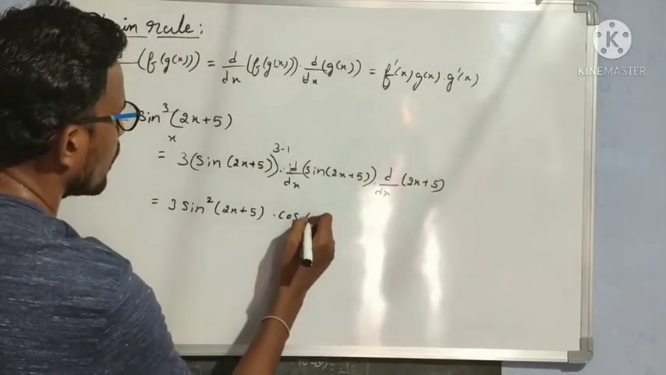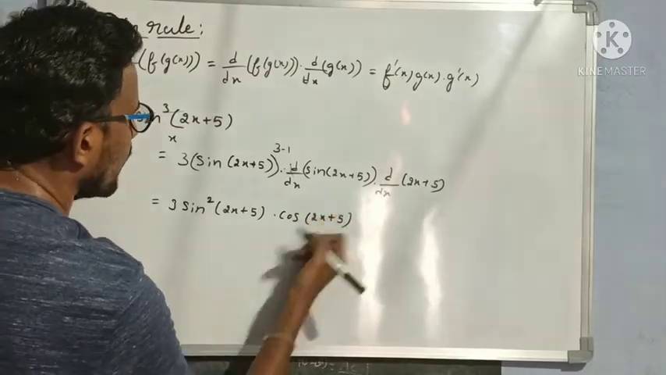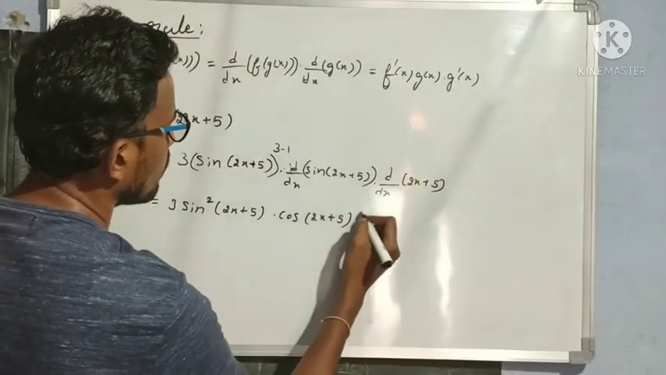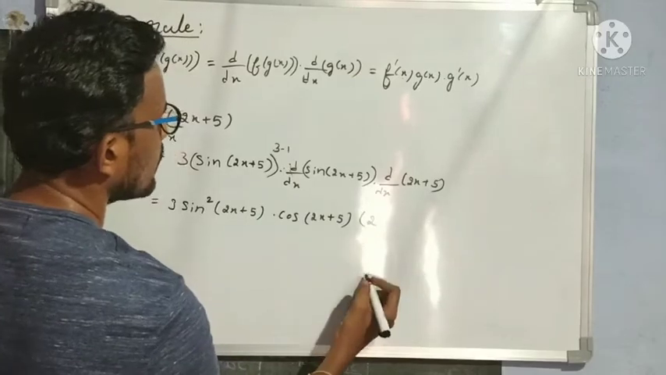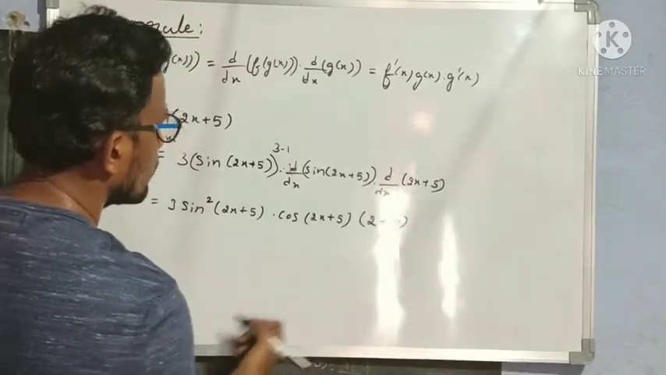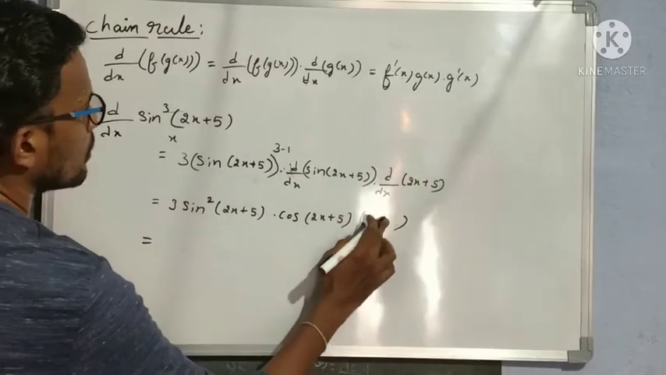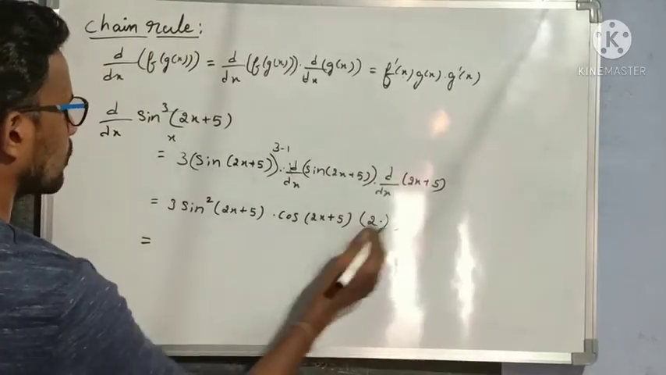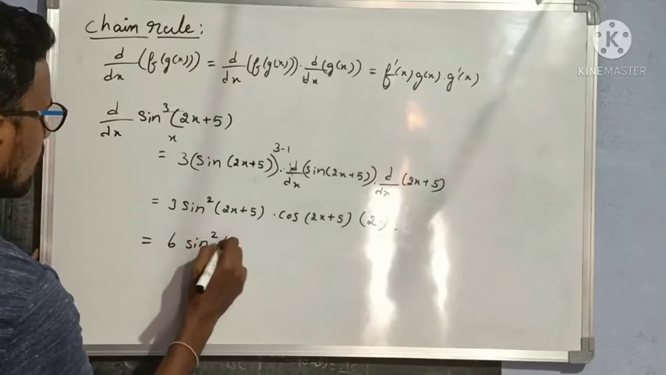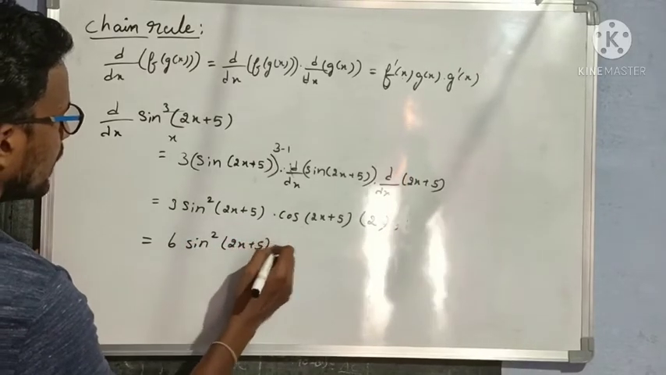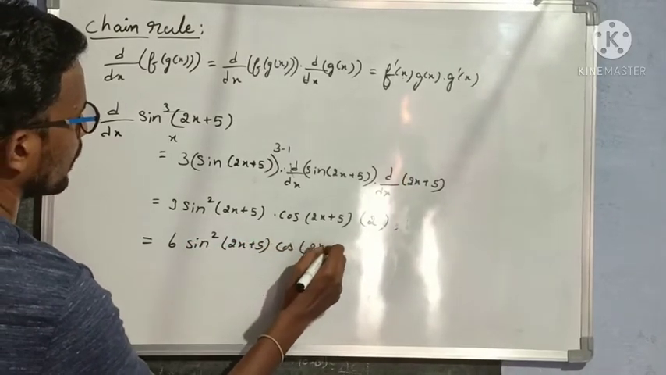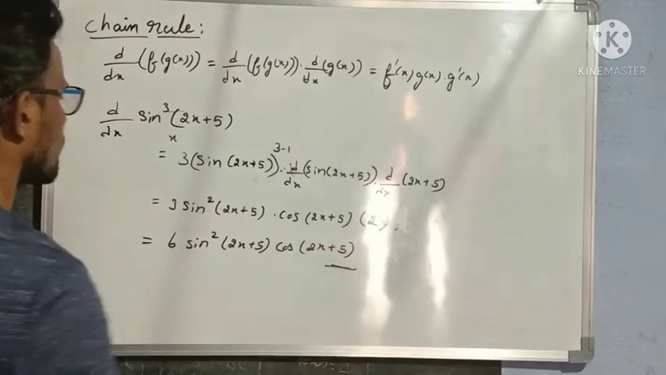So cos of 2x plus 5 into again d by dx of 2x plus 5. So d by dx of 2x is 2, plus 5 is 0. So that is equal to, anyhow 2 plus 0 is 2 only. So if I multiply 3 into 2 is 6 sin square of 2x plus 5 into cos of 2x plus 5. This is the answer.